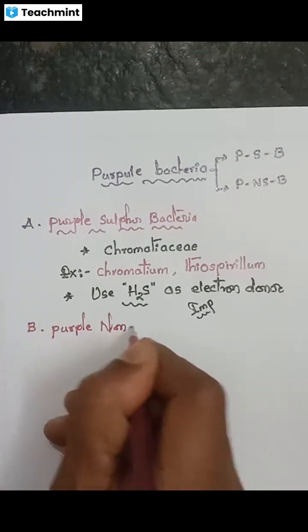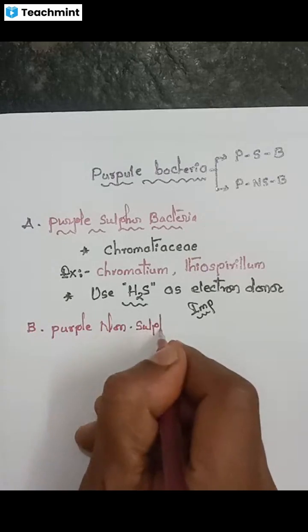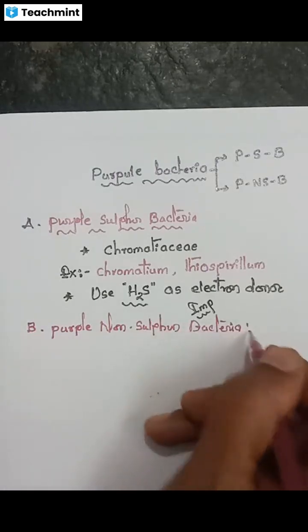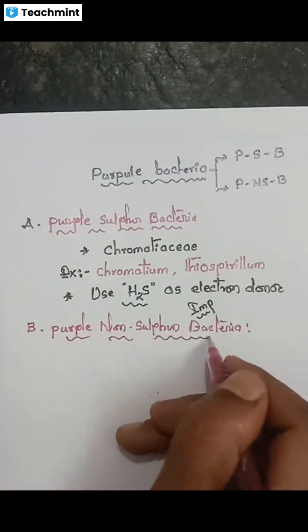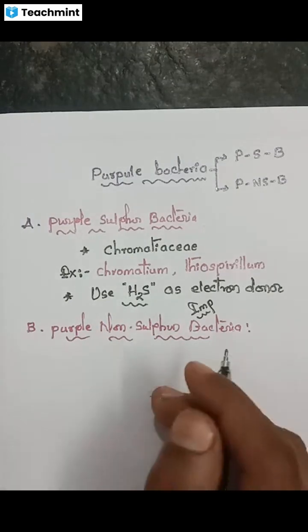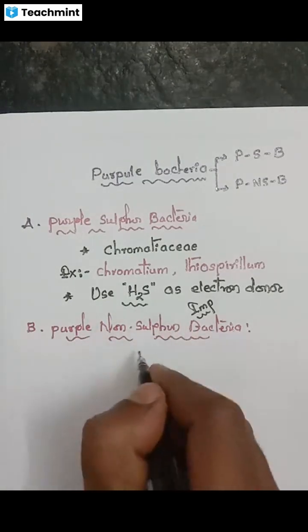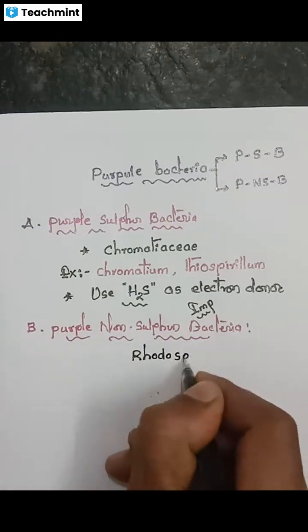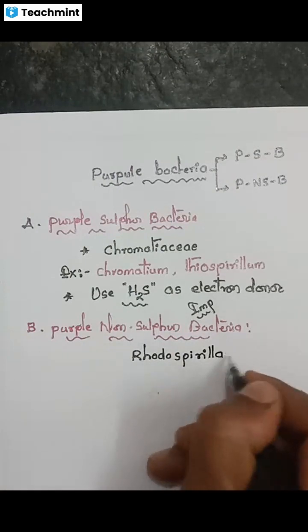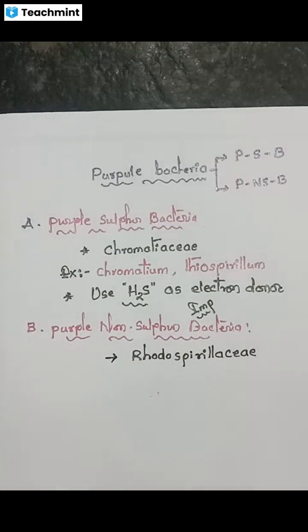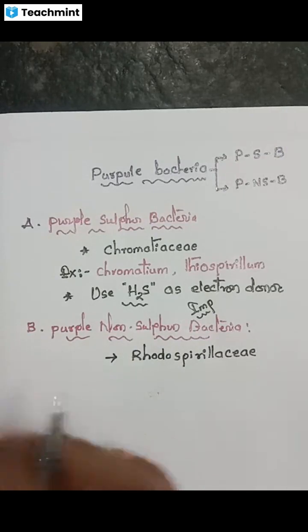The second group is purple non-sulfur bacteria. The purple non-sulfur bacteria belong to Rhodospirillaceae.